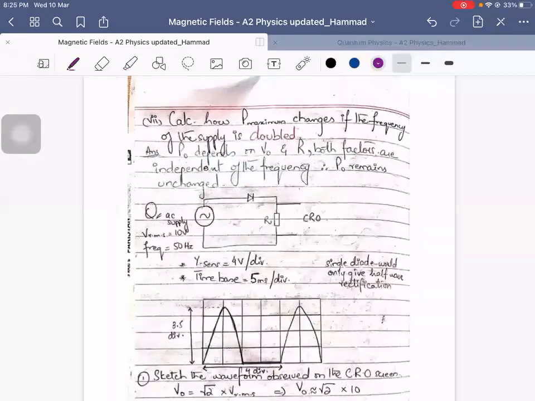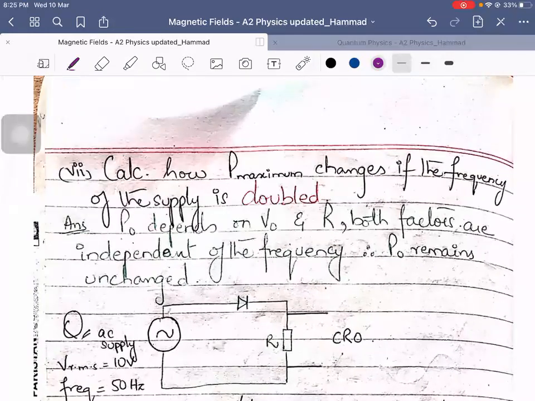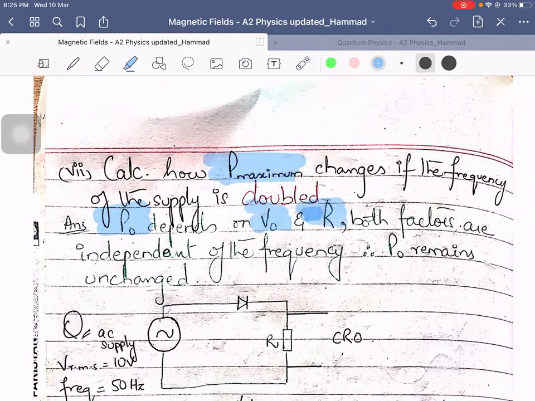Moving forward, calculate how the P max changes if the frequency of the supply is doubled. Now, P naught, the P max value, by the way, depends on V naught and R. Both the factors are independent of the frequency. Voltage is dependent on work done and charge. Resistance is dependent on voltage and current. Both of these are not dependent on the frequency, therefore P naught remains unchanged.